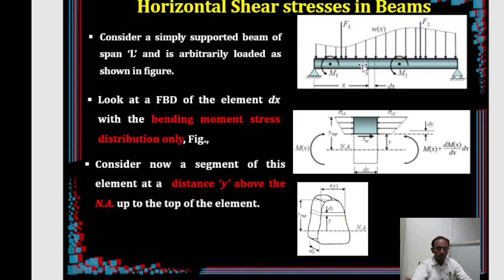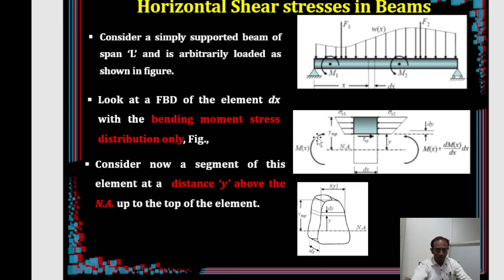You can load it, some arbitrary loading you are putting on that. Now what you do is, after loading, you cut off a section. If you cut away a section at a distance x, you draw the free body diagram of that. So that free body diagram will have this stretch of dx, and what are the forces acting on that?